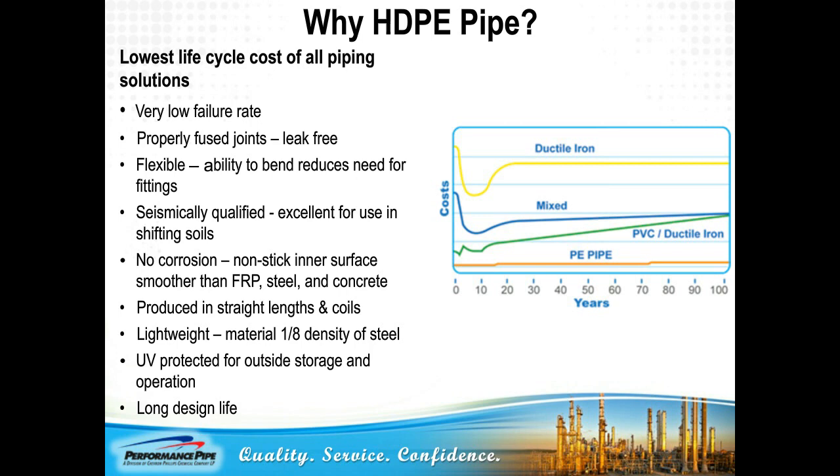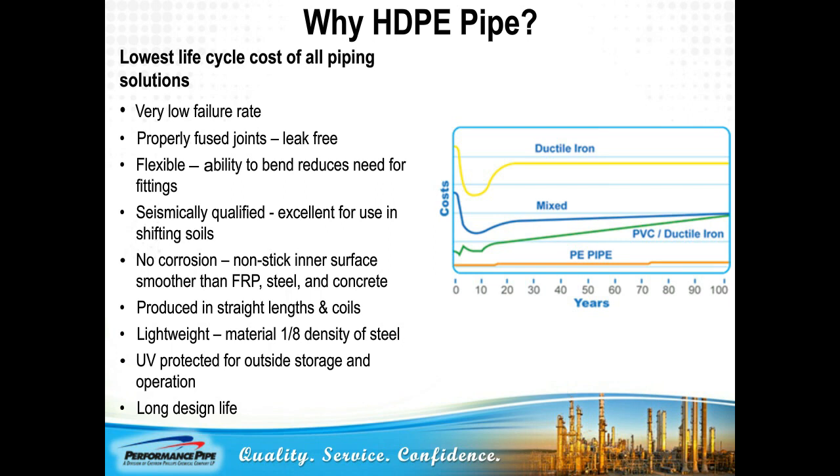So why HDPE pipe? HDPE pipe provides the lowest life cycle cost of all piping solutions because of the following: very low failure rates, joints that are leak-free when properly fused, flexibility that allows the pipe to be field bent, reducing the need for fittings. The pipe is seismically qualified and excellent for use in shifting soils. The lack of corrosion and a nonstick inner surface that is smoother than FRP, steel and concrete.